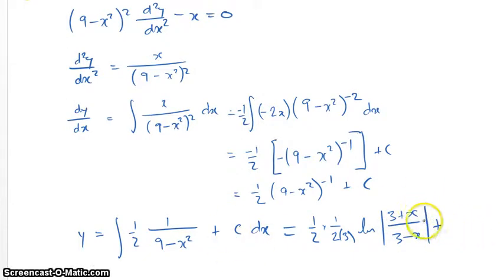We're integrating a constant c, so this becomes cx, and then we get another constant d. Please make sure you use a different variable. This d is not the same as this c here. So this is the solution to 1 part b.